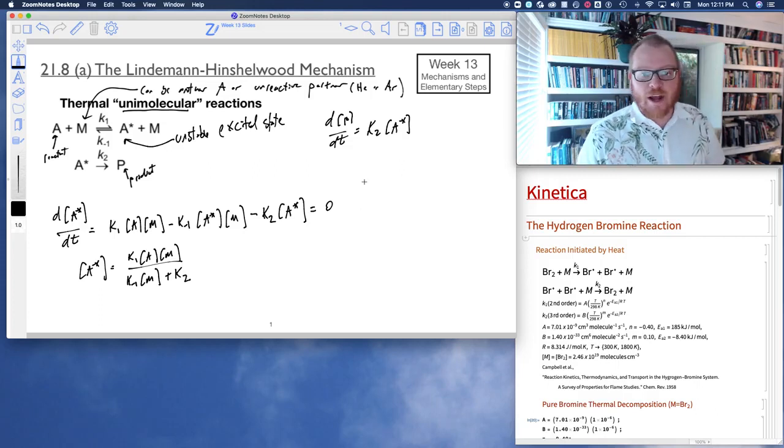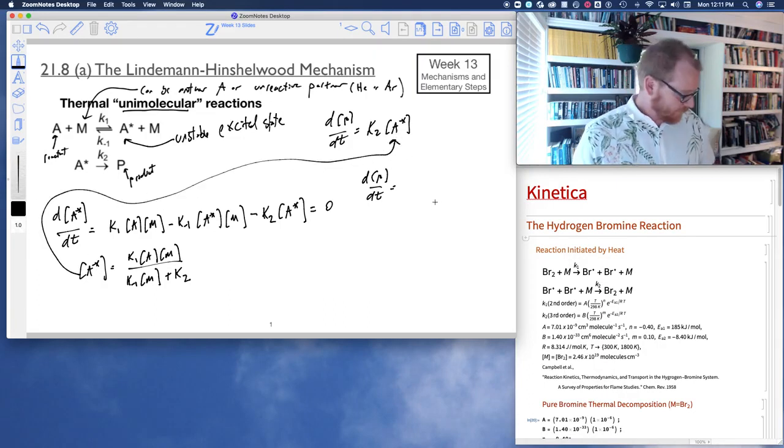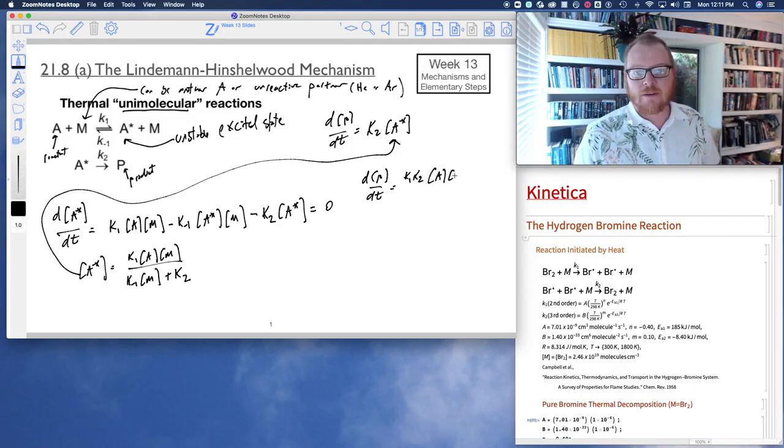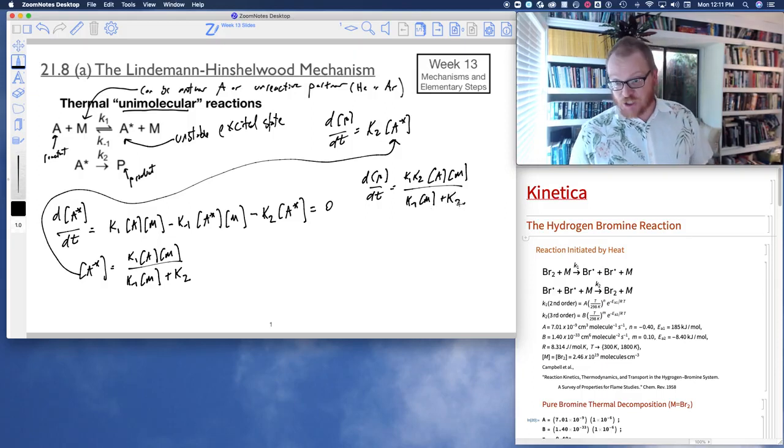Now I can substitute this into the rate of product formation. We'll write that in and talk about what happens under certain conditions. If I take all of this for A star and plug it in right there, I get that dP/dt, the rate of stable product formation, should be K1 times K2 times A times M, all divided by K minus 1 times M plus K2.